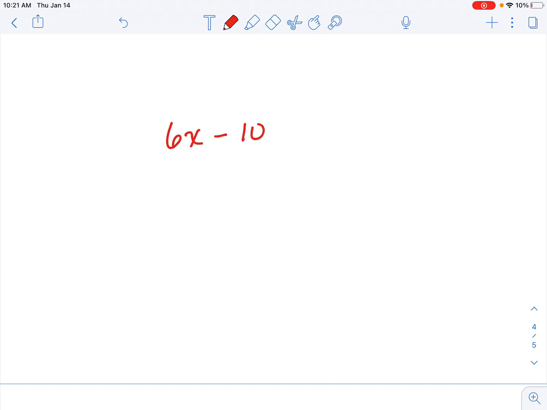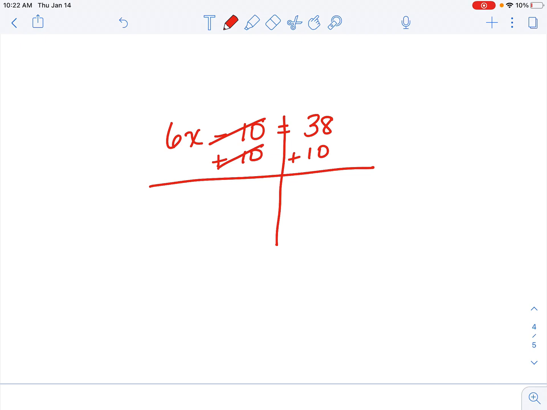Okay, do the same way with the subtraction one. Let's say you've got 6x minus 10 equals 38. The first thing you want to do is get rid of this minus 10. So you're going to do the opposite, and you're going to add 10. And whatever you do to one side, you do to the other side. These cancel out, leave you with 6x. 38 plus 10 is 48.